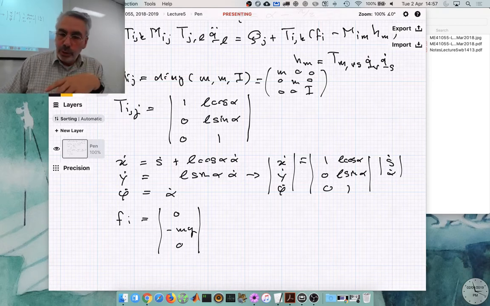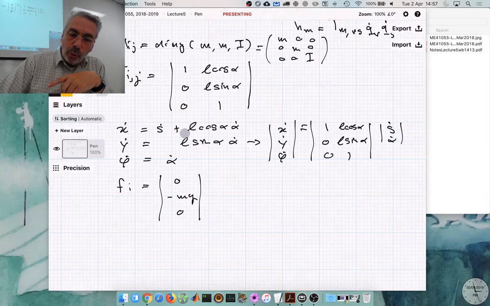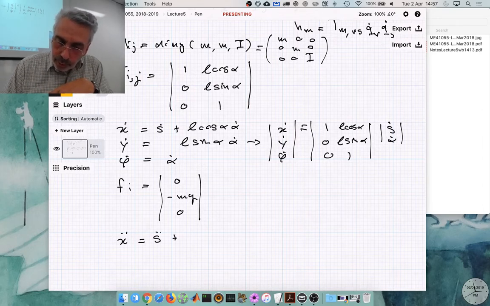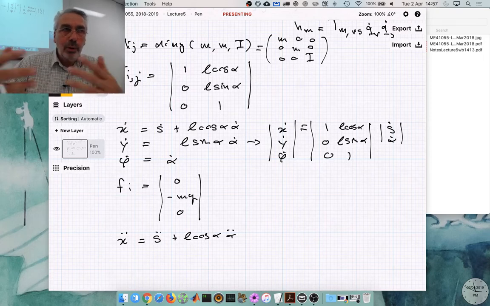The only thing I'm now seeking is that I have to differentiate this with respect to coordinates times speed. So for x double dot, the first step I take is s double dot, this guy, plus this constant times this guy, plus L cosine alpha, alpha double dot. We already did that, because we already have the Jacobian. So you don't have to do that. That's sort of double work.